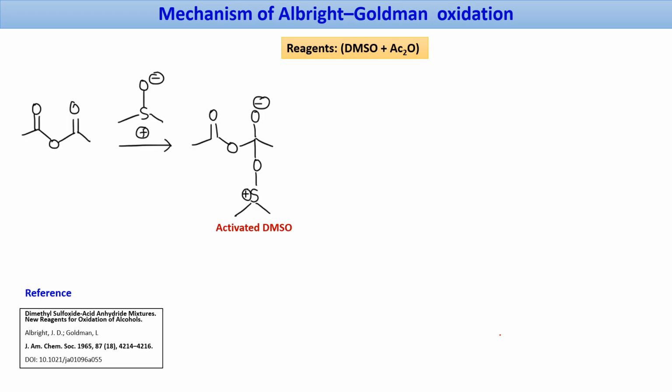The next reaction is Albright-Goldman oxidation. Again DMSO is present, and we have taken Ac2O, acetic anhydride. So this is our DMSO molecule, and one of the carbonyl groups of this Ac2O will be attacked by this oxygen. So there will be negative charge generation over this oxygen. So this is our activated DMSO, because DMSO is already activated by this molecule, and the lone pair over the oxygen in our alcohol will attack here.